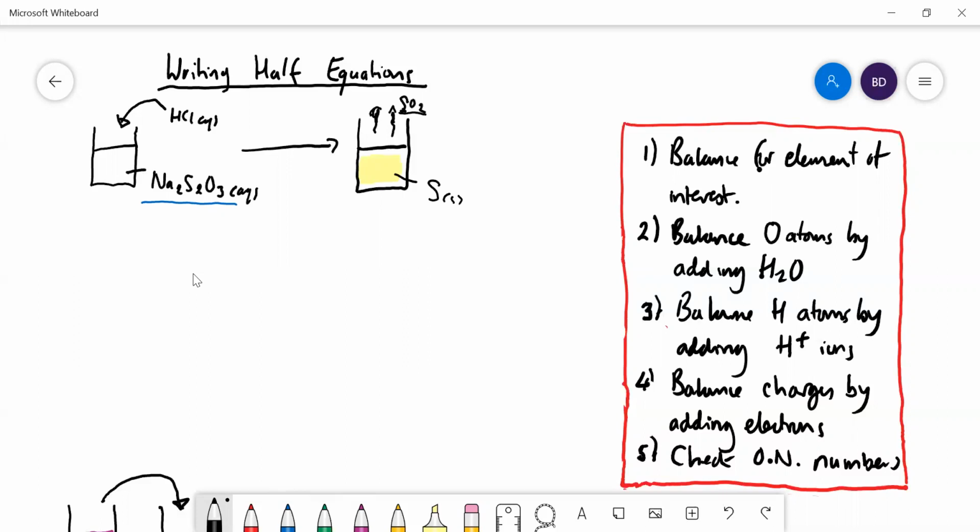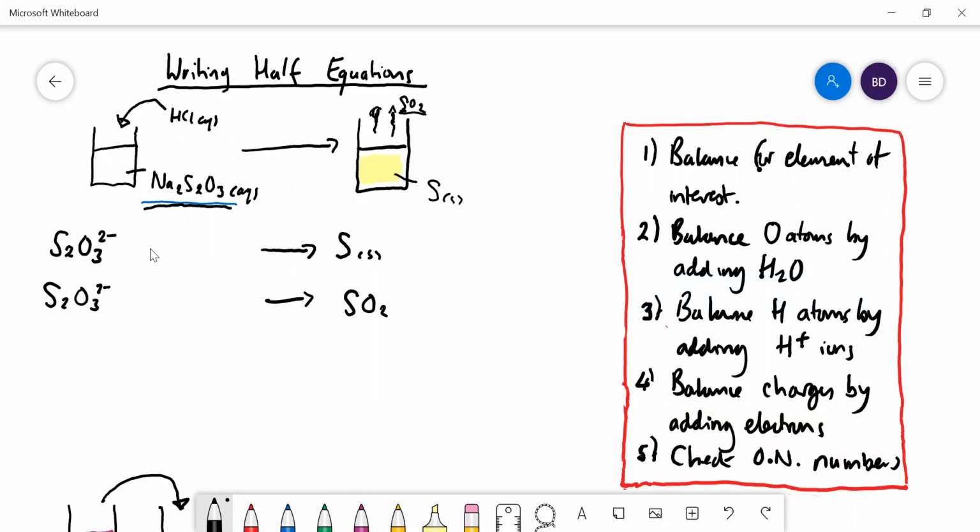So sodium thiosulfate. Well, we know sodium is always a 1+ ion. So we're going to get rid of the spectator ions, the sodiums, and just start off with the thiosulfate ion, which is that. It's got to be 2- here because you've got 2 sodiums. Okay, so what happens to one is that it gets converted to sulfur. And what happens to another one of them? That gets converted to sulfur dioxide, which is a gas, but it's pretty soluble.